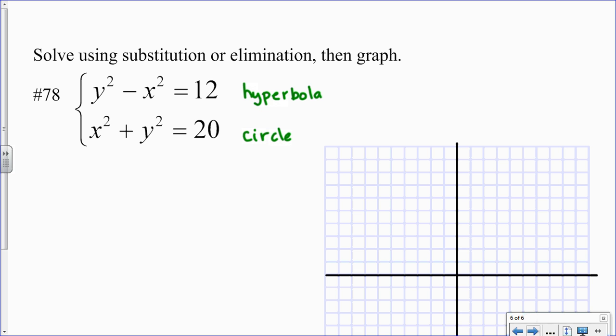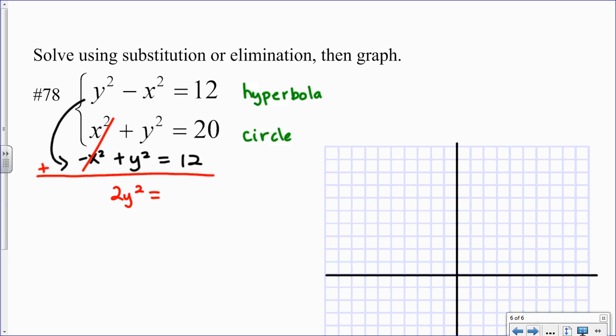Okay, I'm going to do elimination here. So first, I'm going to rewrite this so I can have it lined up. I'm going to put negative x squared plus y squared equals 12. So I just switched the order of my x squared and y squared. Then I'm going to add down because I can get the x squared to cancel. So y squared plus y squared is 2y squared. 20 plus 12 is 32. So divide by 2, y squared equals 16. So that means y is plus or minus 4.